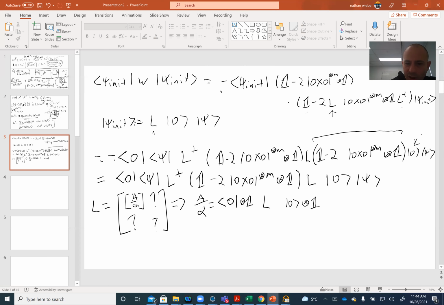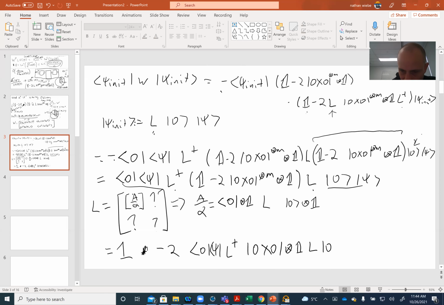Okay, first, let's distribute this multiplication through. The L and L dagger cancel. These two have an inner product of 1. So this is actually just going to be 1 minus 2, 0 psi, L dagger, 0 0 tensor identity, L, 0 psi.